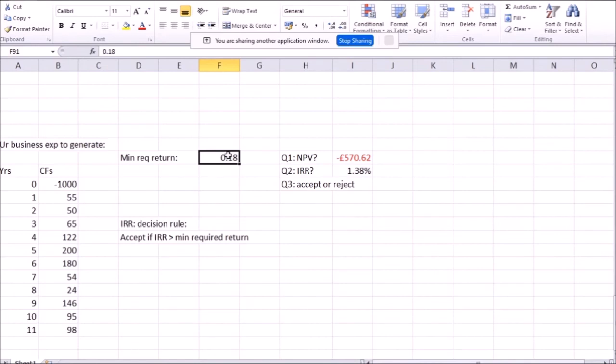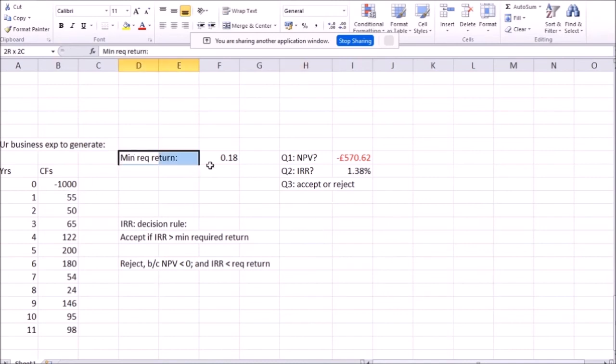If this is equal, then NPV is going to show us 0. Then we're not making any money with this project. Yeah, we're not losing any money, but we're not making any money, so we don't accept either. Okay, reject, because NPV is less than 0 and IRR is less than the required return.